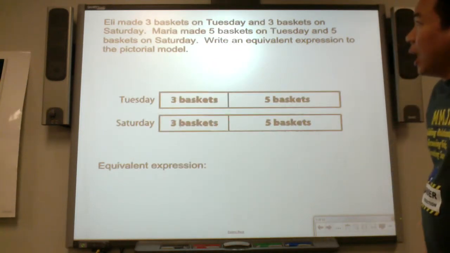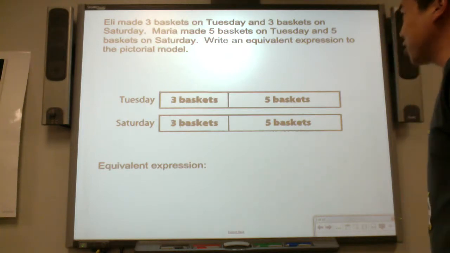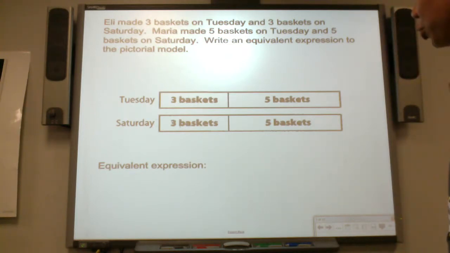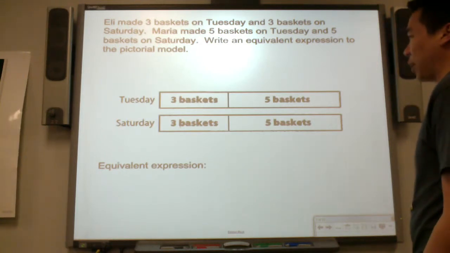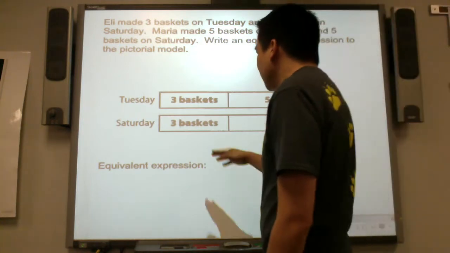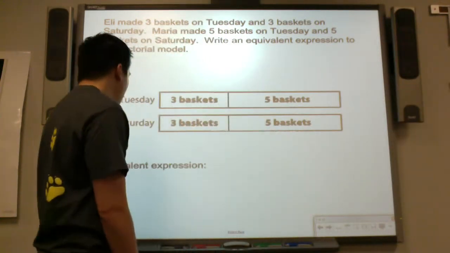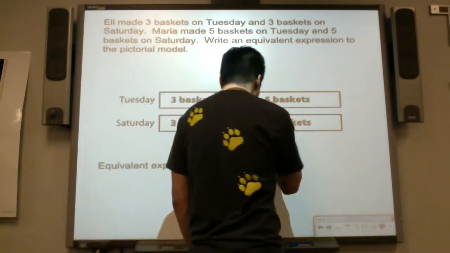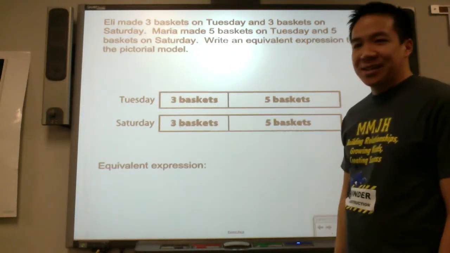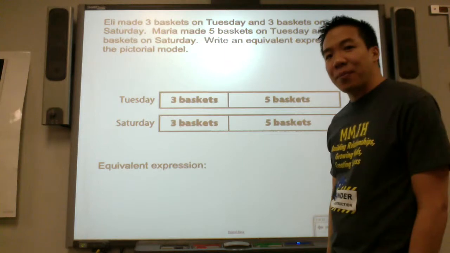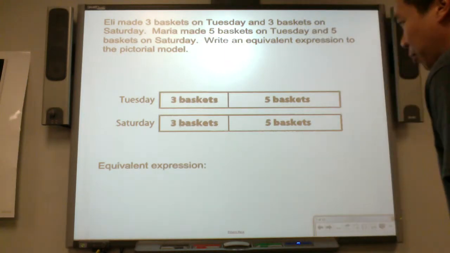Next one. Eli made 3 baskets on Tuesday and 3 baskets on Saturday. Maria made 5 baskets on Tuesday and 5 baskets on Saturday. Write an equivalent expression to the pictorial model. So on Tuesday, they have 3 baskets and 5 baskets. On Saturday, they have 3 baskets and 5 baskets. How can I write this as a mathematical expression using numbers and operations?